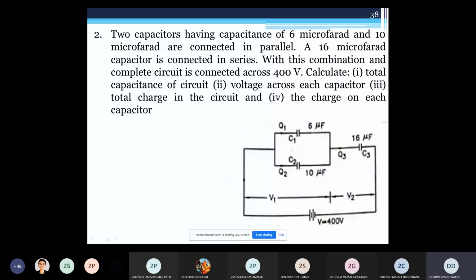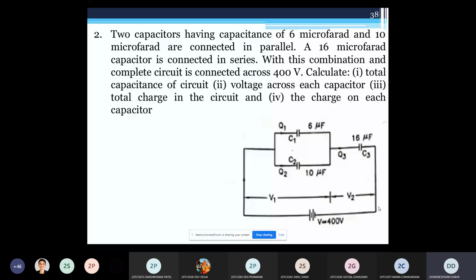Second is voltage across each capacitor. So here you can see that 6 and 10 microfarad are connected in parallel, so voltage remains the same. That we call V1. And voltage across C3, we call V2. So find out this V1 and V2.